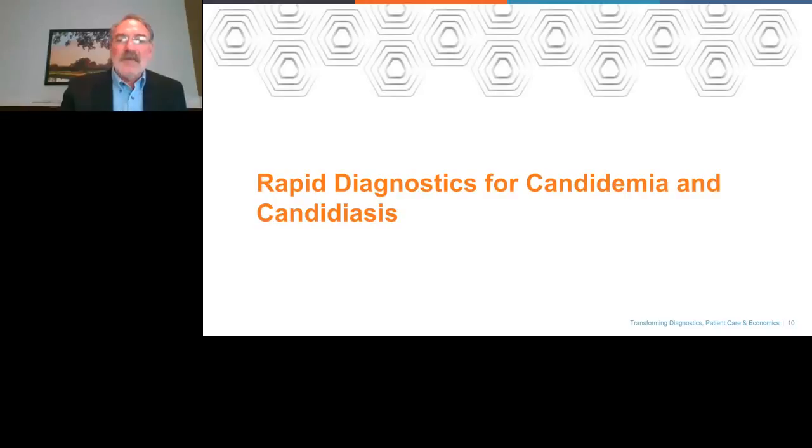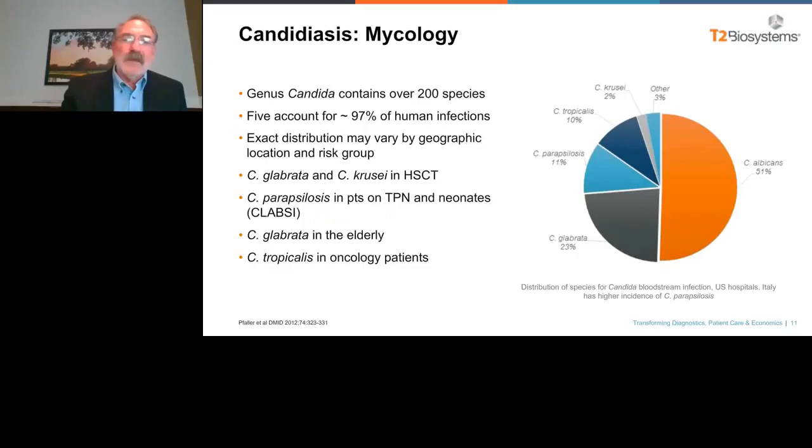Talk now about rapid diagnosis for Candidemia and Candidiasis. The genus Candida contains over 200 species, but most of them have not been identified as human pathogens. There are 5 species that account for approximately 97% of human infections worldwide. They're listed in the pie chart to the right: Candida albicans, followed by Candida glabrata, Candida parapsilosis, Candida tropicalis, and krusei. The exact distribution may vary by geographic location and risk group.